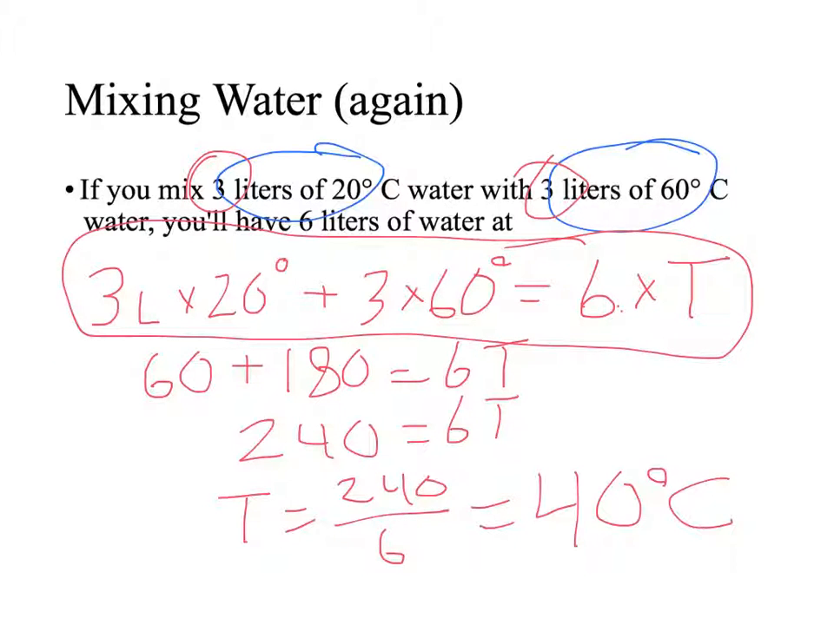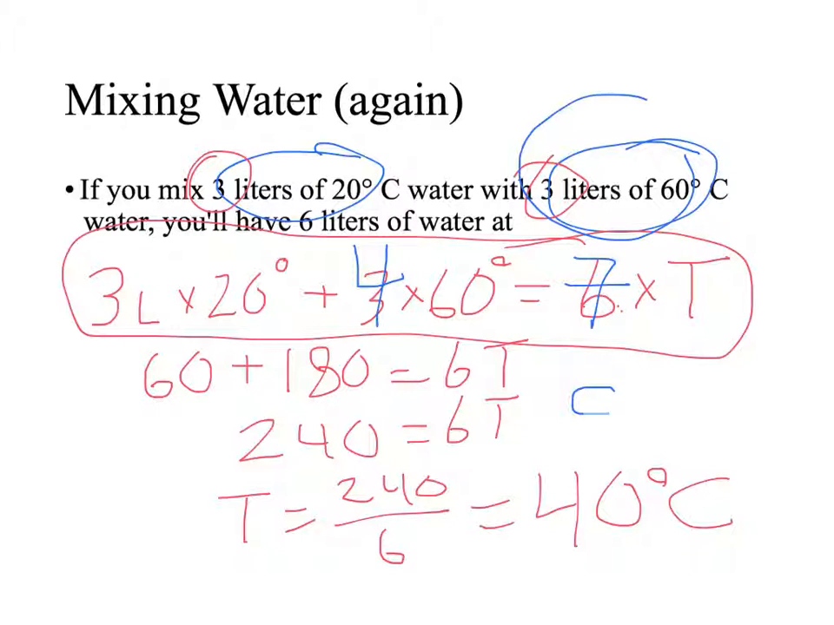This equation is just the weighted average of the two liquids. If one of these liquids was, for instance, a different number, say 4 liters, that would make this 7, and we would have to do the calculations again, and we would come out with a number that was closer to the larger number. It would be closer to 60 than it was to 20 because there was more mass.